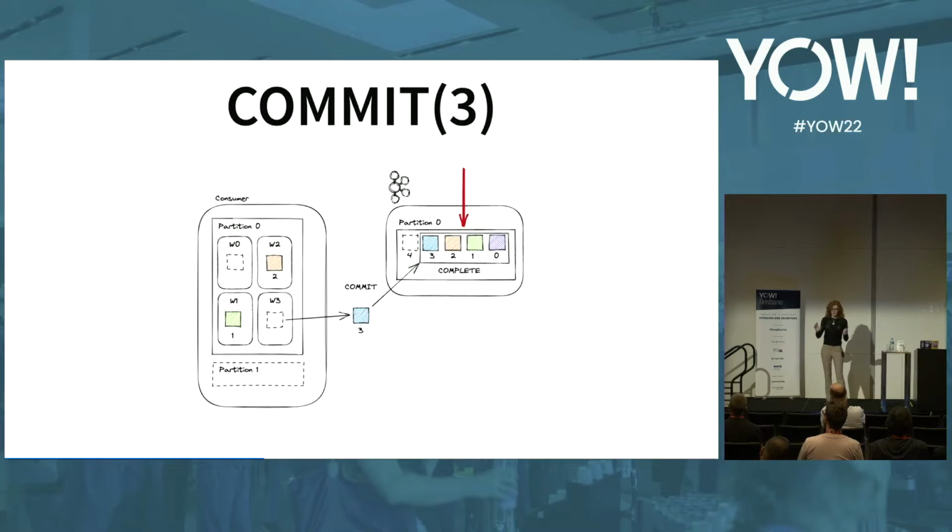But when we run the commit for the message with offset 3, this presents a problem, because Kafka does not store each message's commit status. Yes, this was committed. No, this wasn't committed. It only stores for each consumer group and each partition the last message which was committed, or the greatest offset that was committed. So that means when we send a commit for the offset 3, it assumes that 1 and 2 were also completed and also committed.